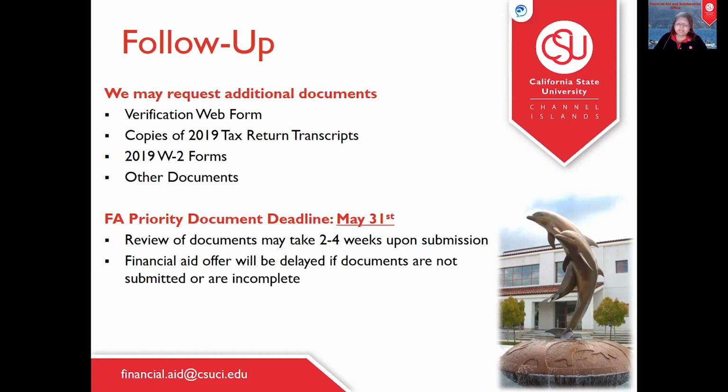In terms of the financial aid priority document deadline, every year it pretty much falls on May 31st. The review of your documents can take from 2 to 4 weeks upon submission. What does that mean for you? Please do not submit documents last minute. It does take the 2 to 4 weeks upon submission for us to review them. Financial aid offers will be delayed if documents are not submitted or incomplete. So if you're submitting your documents, you want to make sure that they're complete, that they have the signatures that are requested, and that the exact information that we're requesting is being submitted.